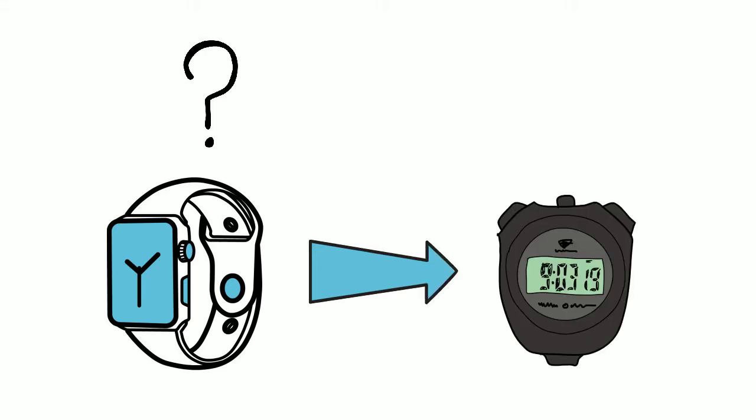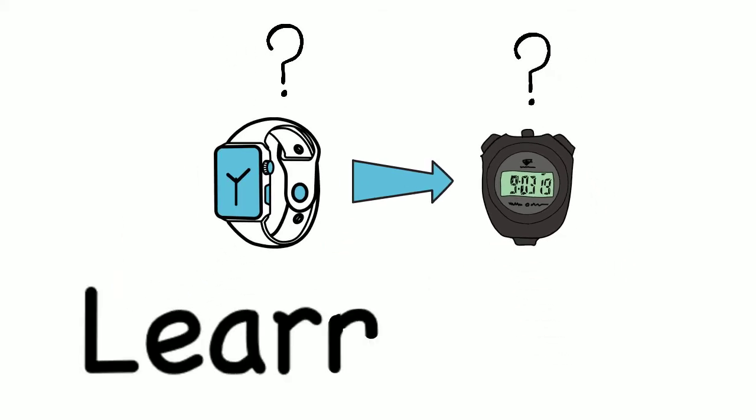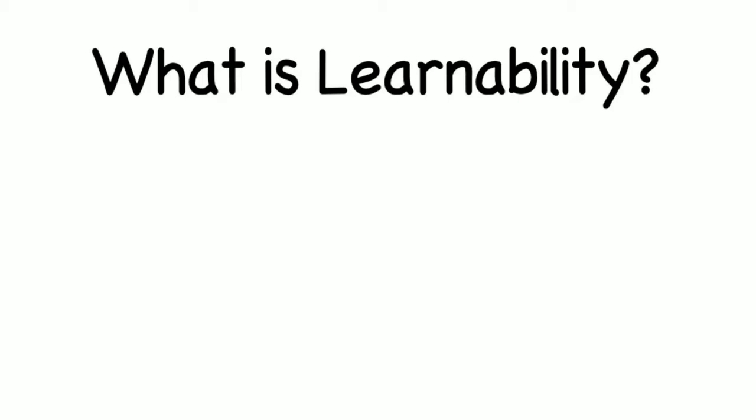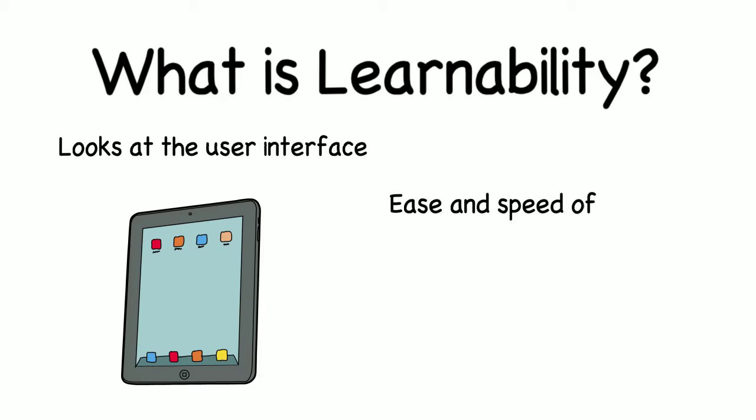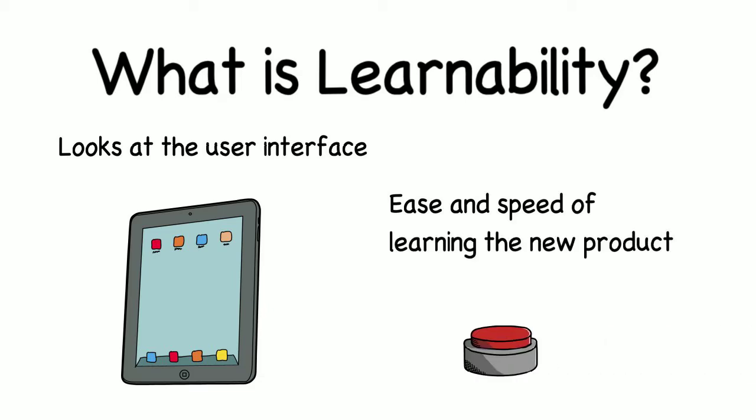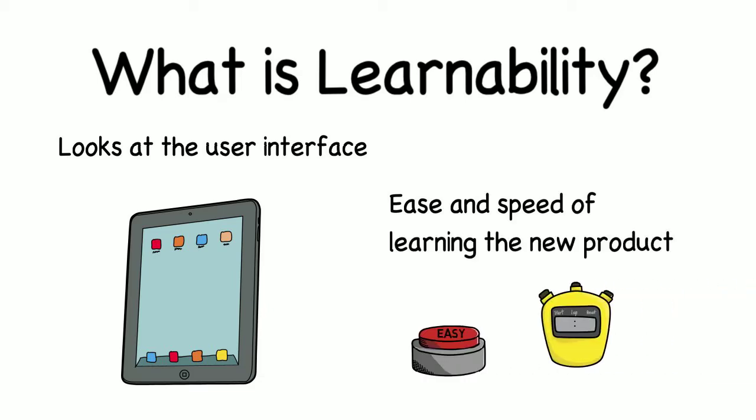Have you ever purchased a new watch and had difficulty figuring out how to change the time? Or, maybe you realized later that you can also use it as a stopwatch? Issues like these are related to the learnability of the product. What is learnability? Learnability is an important part of the user interface of a product, and specifically focuses on how easily and quickly people can learn to use it efficiently.